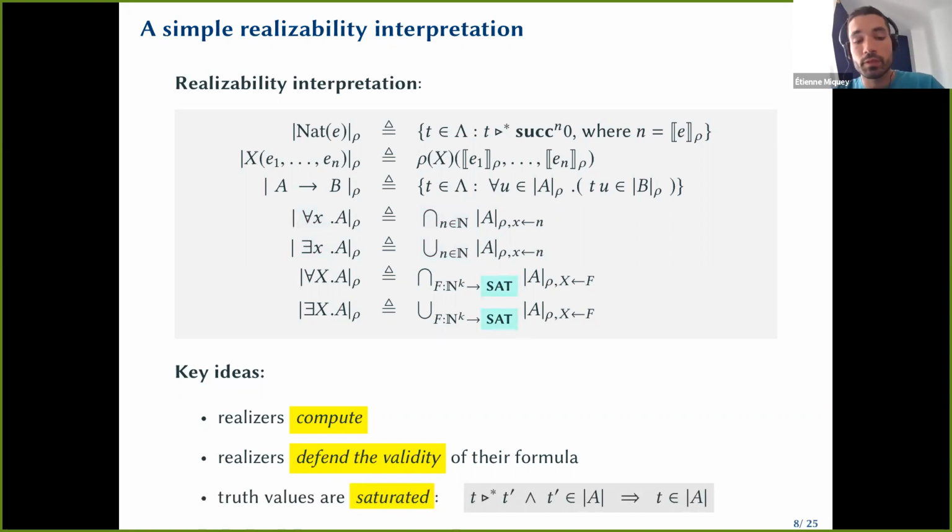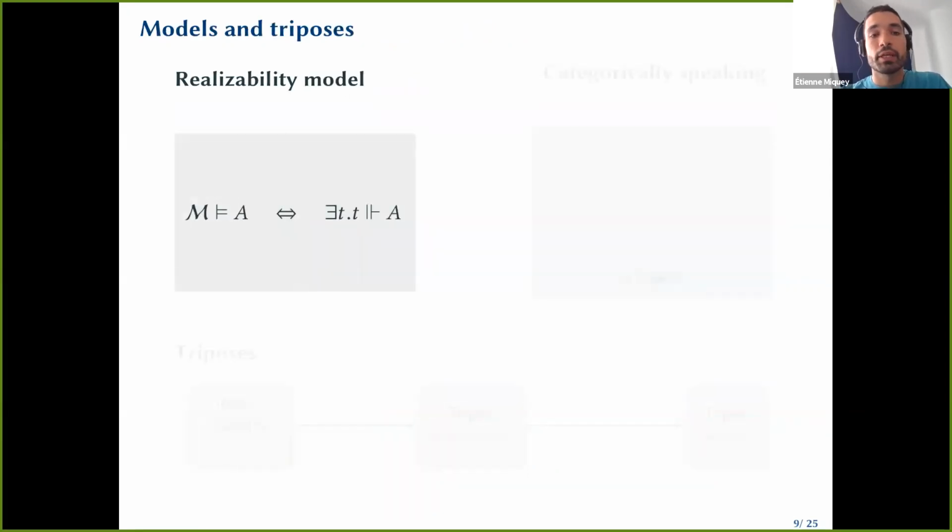And since, as we said, we want truth values to be saturated, we interpret the polymorphic things, so the second order quantifier, by predicate functions that return as values saturated sets, so something that has the shape of a truth value. So that's the trick, which is usual. It's the same thing if you look at, I don't know, reducibility candidates or that kind of thing. Okay, so that's the usual definition of a realizability interpretation.